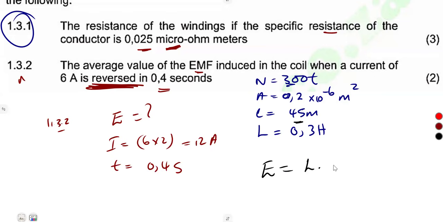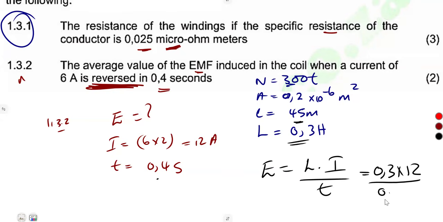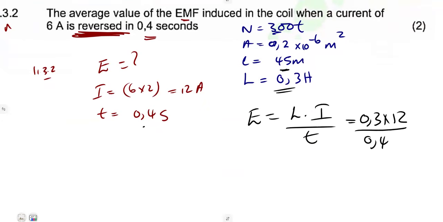So we saw that it is inductance times current over time. What is our inductance? We have it as 0.3 times our current, 12 amps. It is being reversed over the time of 0.4. So that was going to give us the induced EMF of 9 volts.